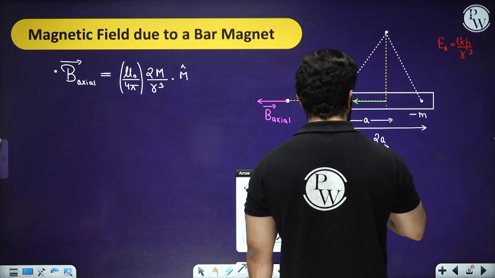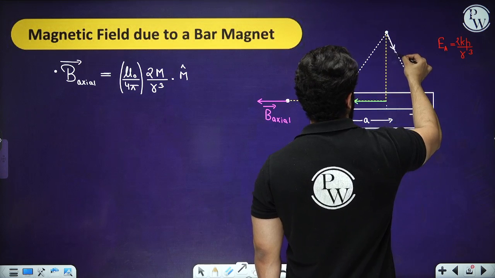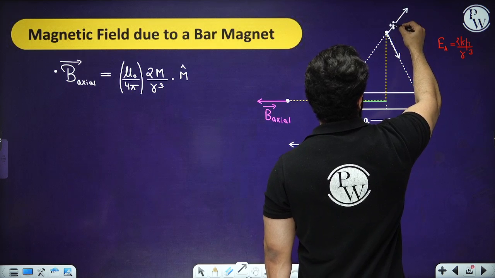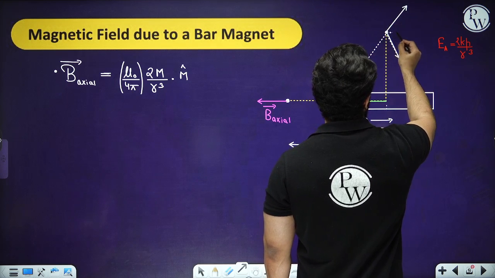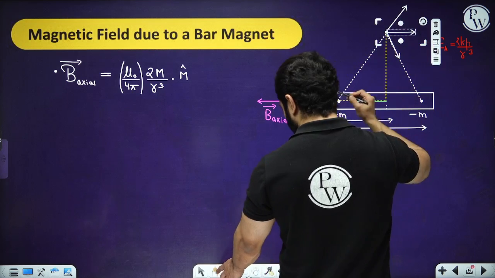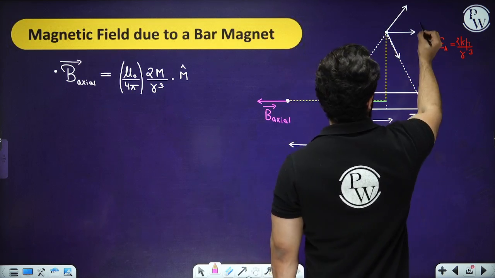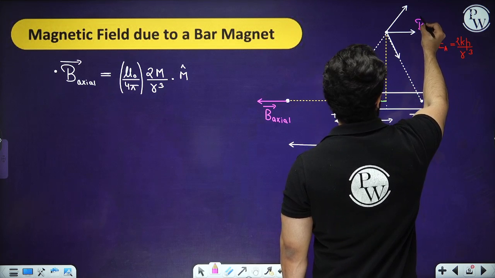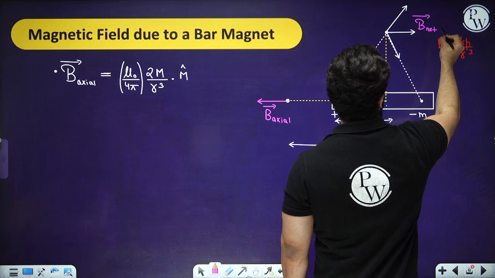So the magnetic field due to this one is going to be in this direction, the magnetic field due to this one is going to be in this direction. Let's say the angles are theta, so the net magnetic field is going to be in this direction. So at this point, the net magnetic field will be something like this. That is the equatorial point, right?